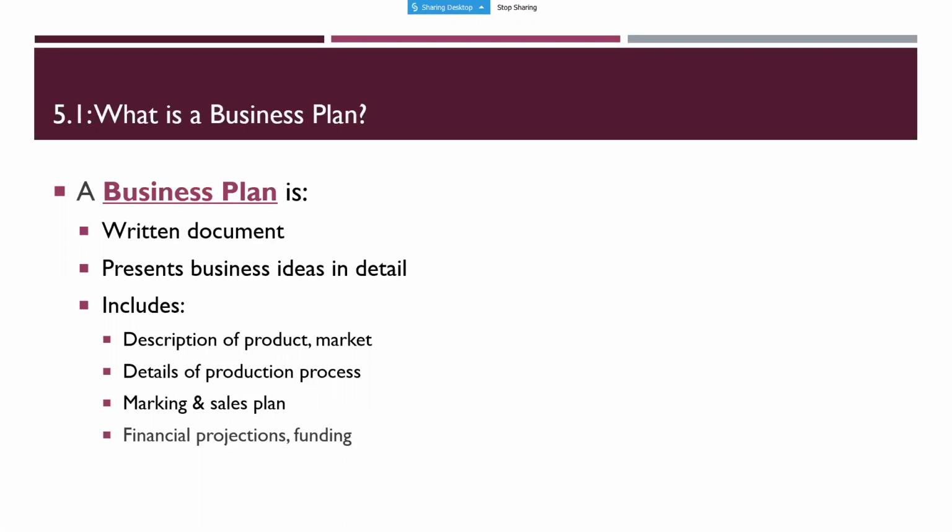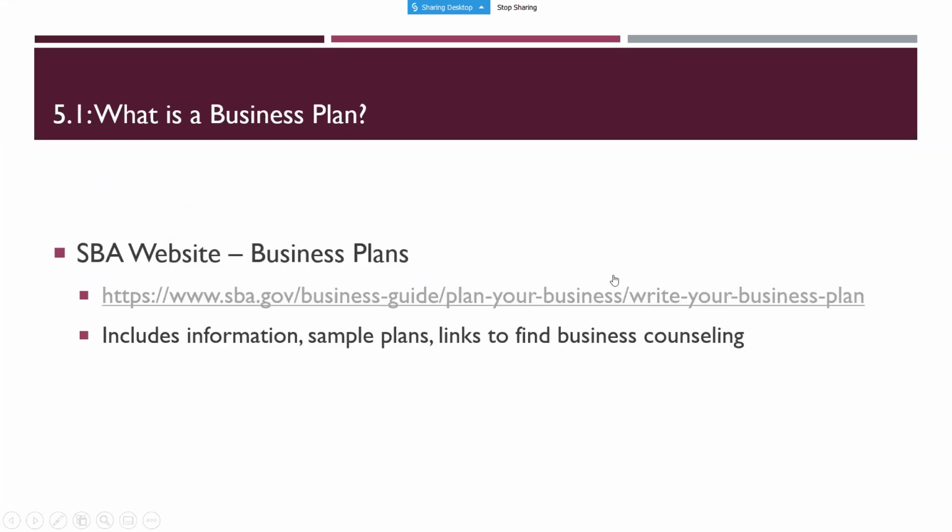Another factor of the business plan is projected financial statements, which coincidentally is the material for next week's chapter 9. We're talking about pro forma financial statements. So financial projections, funding, those kinds of things are all part of a business plan.